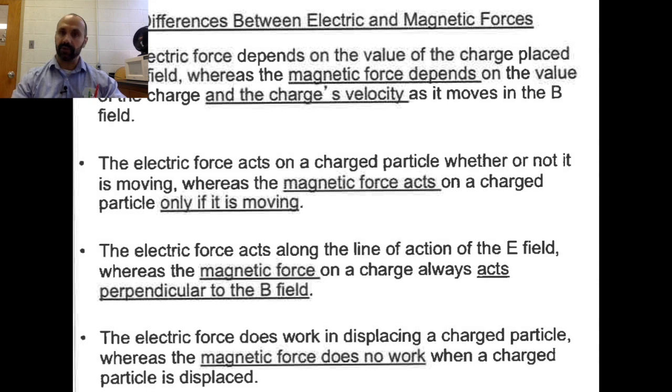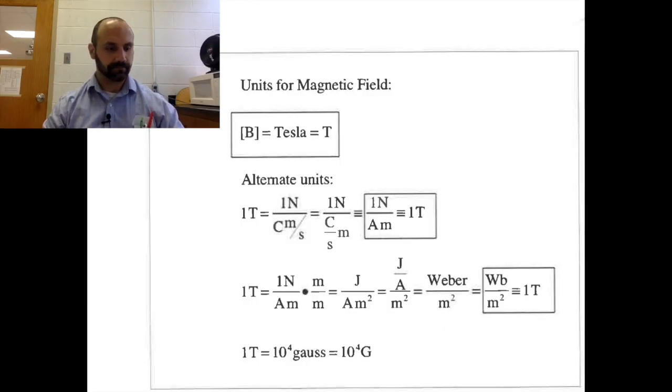Also, the direction: the electric field produces a force on the charged particle in the direction of the field line, right? Tangent to the field line. The magnetic field produces a force on the particle perpendicular to the velocity of the particle. And since it's producing a force perpendicular to the direction of the velocity, the magnetic field technically does no work, right? Because work is a dot product. Perpendicular vectors give you a magnitude of 0.